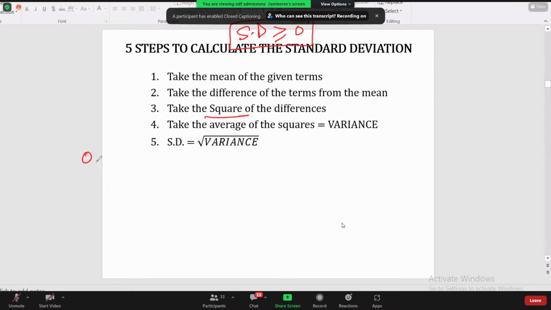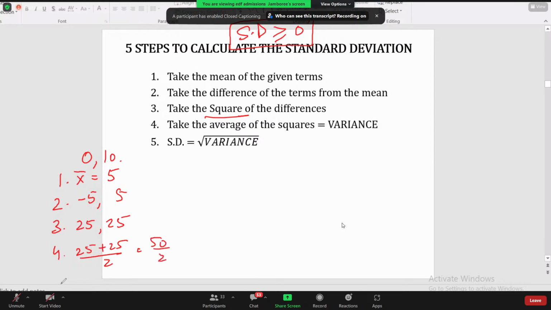Now, for a better idea, let us take a few examples to understand the same. Let's say the first example is 0 and 10. The first step is to find the mean value of the series. That will be 0 plus 10 divided by 2, which gives the mean value as 5. Step number 2 is find the deviations of the terms from the mean value. It will be 0 minus 5, which is minus 5, and 10 minus 5, which is 5. Step number 3 is square the differences. So that will become 25 and 25. Step number 4 is take the average of these squares. So that will be 25 plus 25 divided by 2, which turns out to be 50 by 2. Step number 5 is standard deviation is equal to the square root of this average. So it will be the square root of 50 by 2, and that will become the standard deviation here.